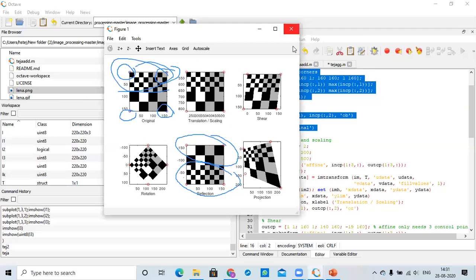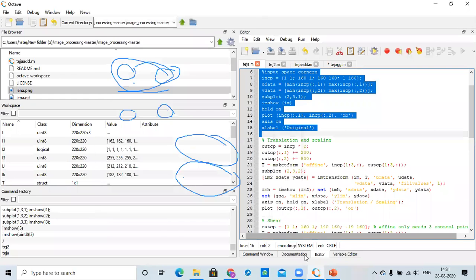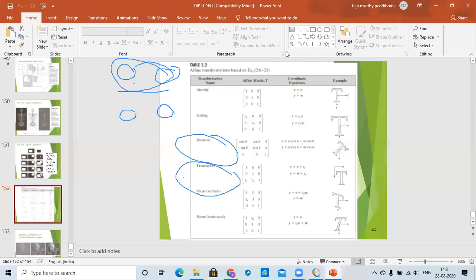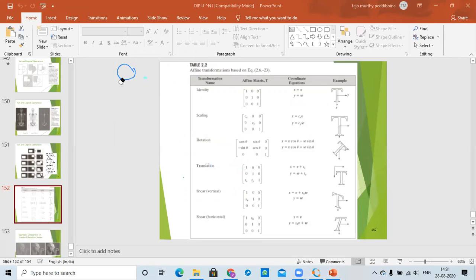Okay, let me discuss all those things with matrix values. For example, we require some affine matrices and transformations for doing this type of operation. Let me give one example. For example, scaling, we have cx 0, 0 cy. Let me explain with this very easy one, but I have to explain with an example. Let us take some pixel value.